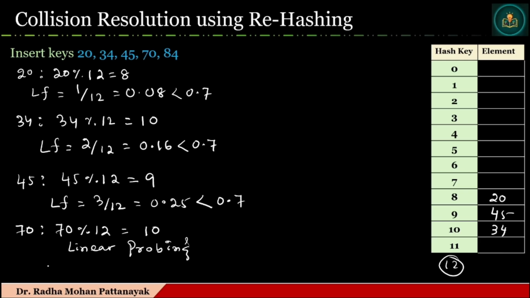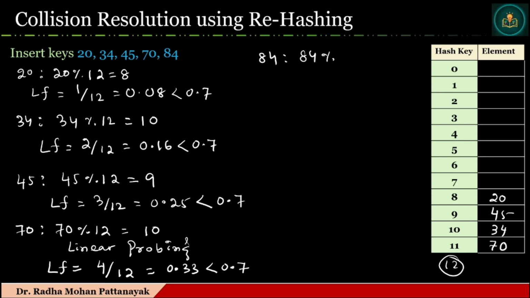But before that, find the load factor. Load factor will be 4 divided by 12, which equals 0.33, which is less than 0.7. Clear? Here the load factor is satisfying. So that's why we will insert 70 into the 11th place. Why the 11th place? Because the 10th place is already filled, so we search for the next free space, right? Then now we will take the last element, 84.